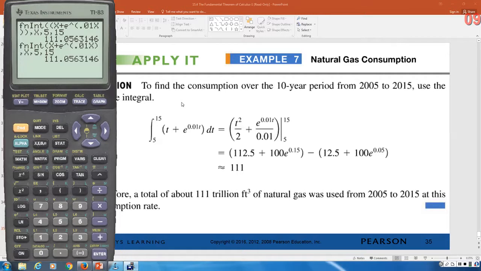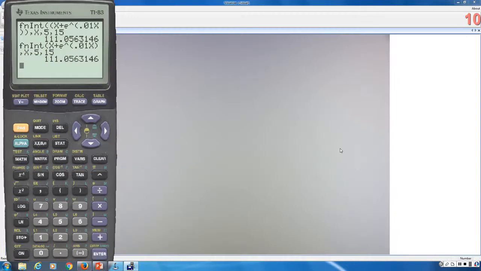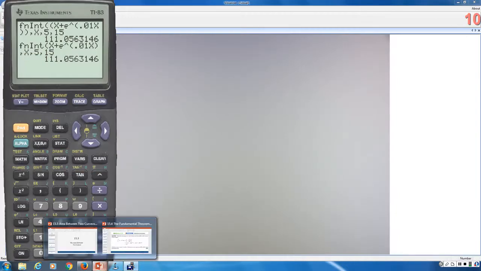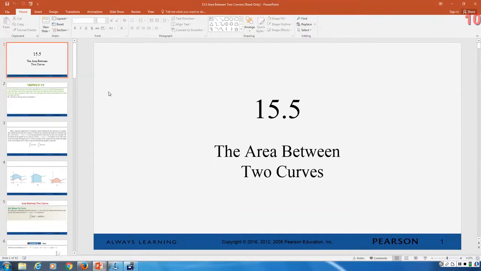Now, really, if you've understood what we've done in this section, what we're doing after this is just problems like this one. So let's take a look at 15.5, and then take some time after we finish up 15.5 and let you ask questions that you're stuck on for homework, okay?